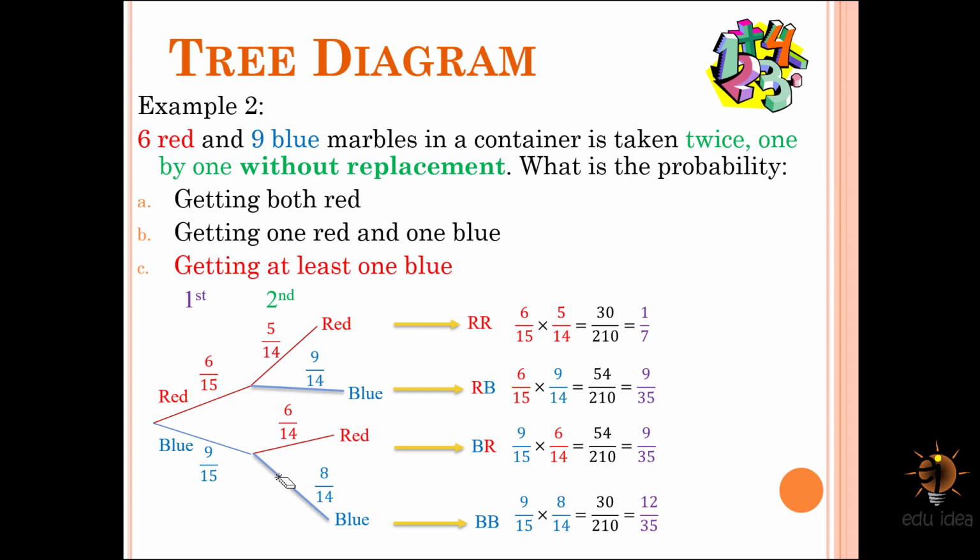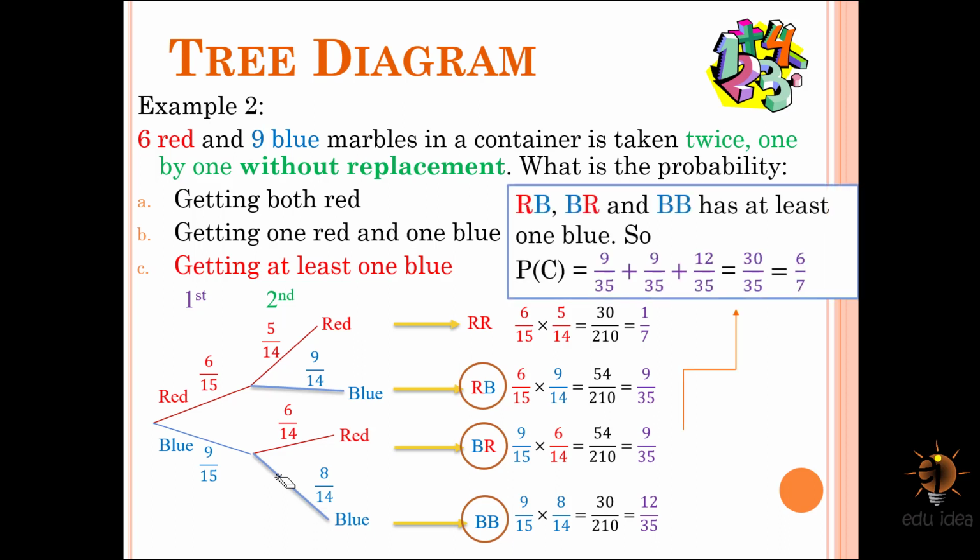At least one blue means that you get these three possibilities, right? So RB, BR, or BB. All of them have one or two blues because it said at least one blue. So again, you only need to add all of the probabilities: 9 over 35 plus 9 over 35 plus 12 over 35 equals 30 over 35. Or you can simplify that to 6 over 7.